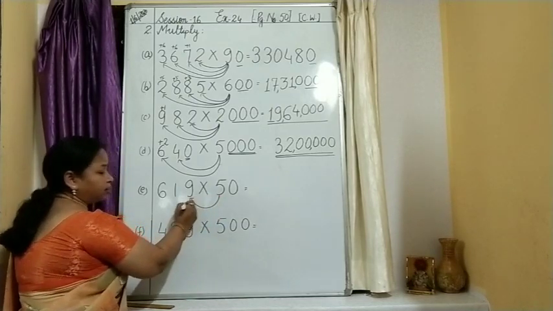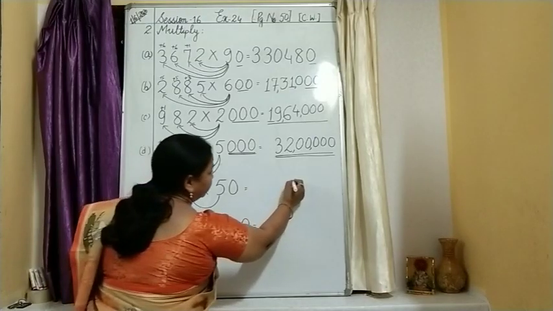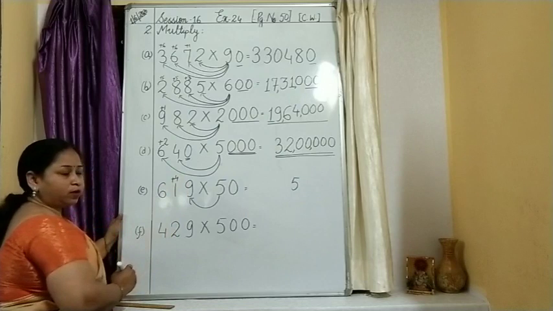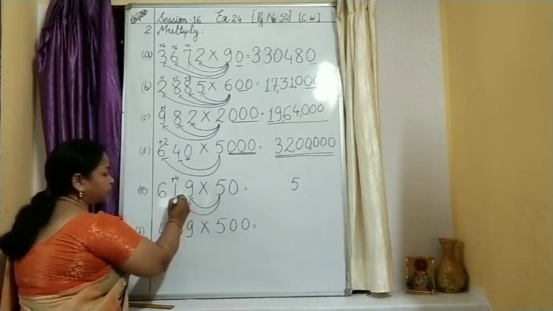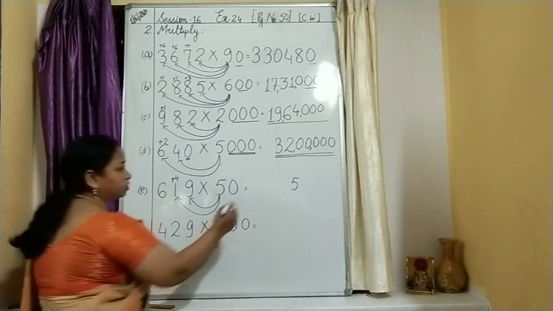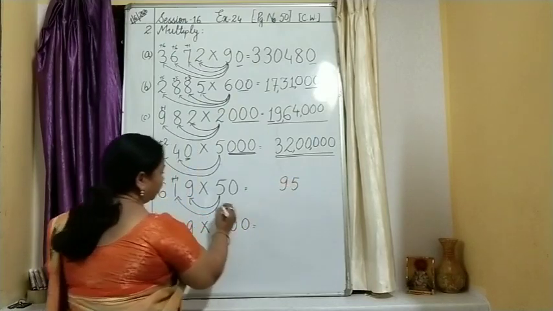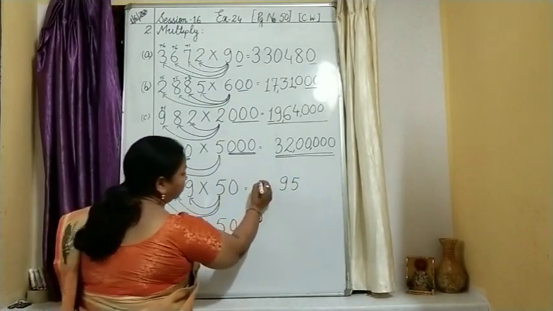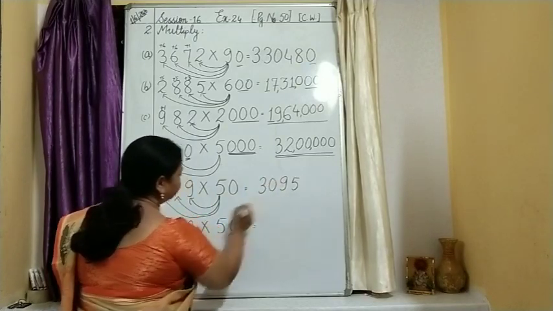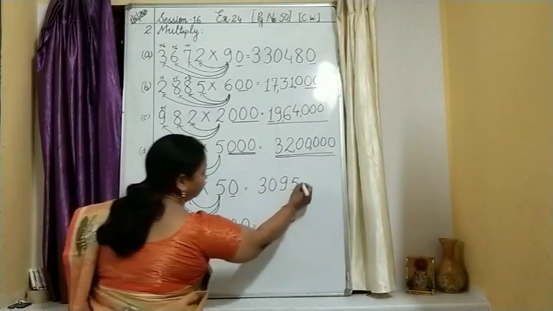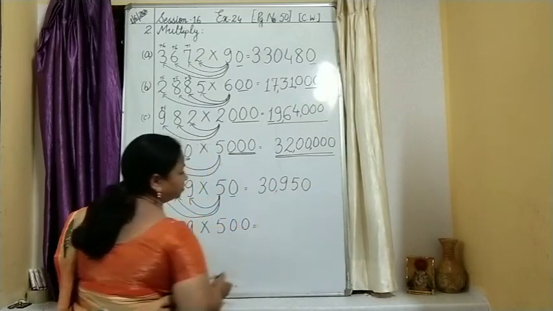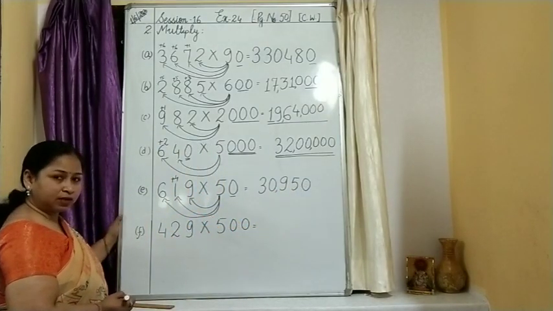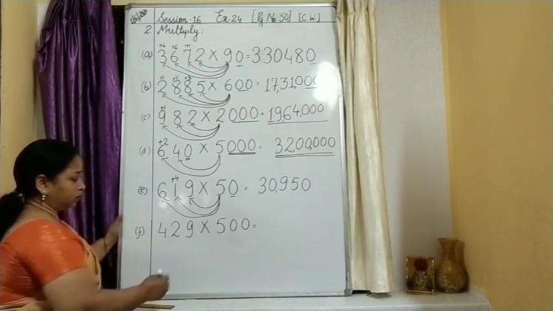5 9s are 45. We will write 5 here. We will carry this 4 over here. 5 1s are 5 plus 4, it is 9. 5 6s are 30. So we write it as it is. What about the 0? We will place it over here. The answer is 30,950. Easy now? Okay. The last one.